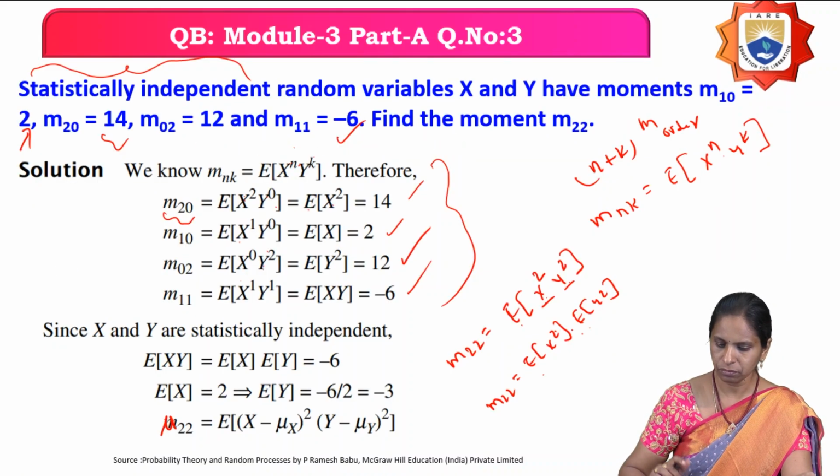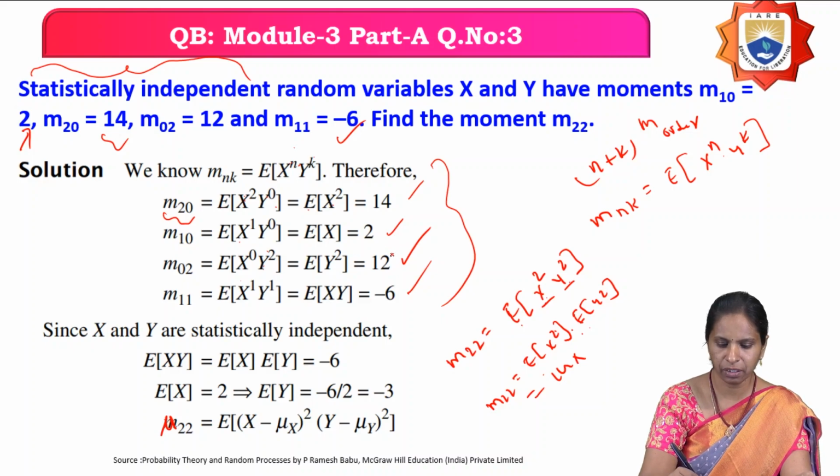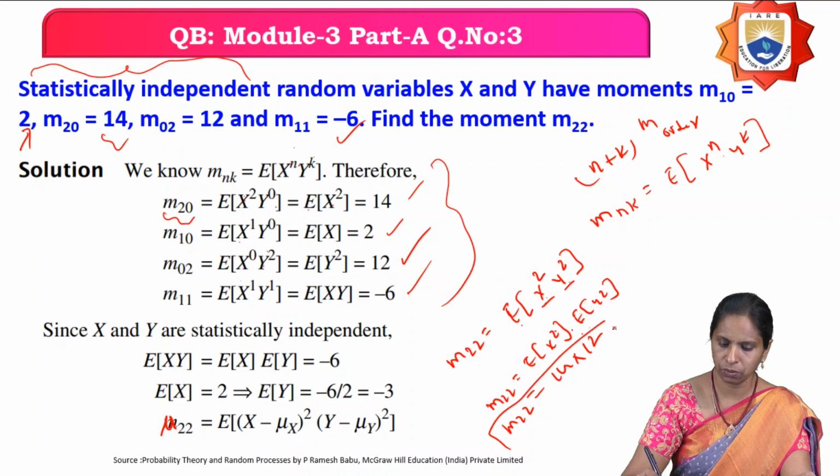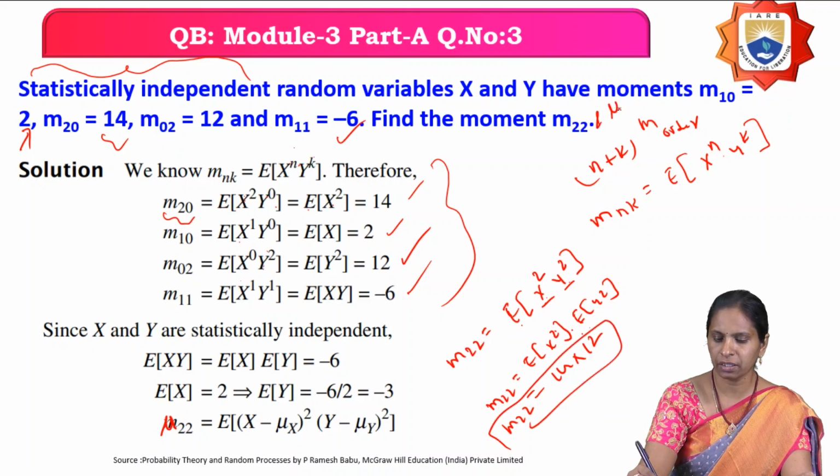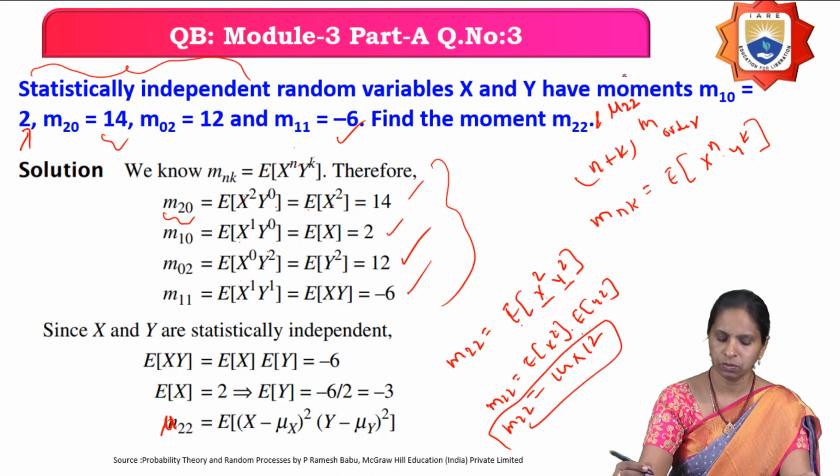Then what is E of x square here? It is 14, into E of y square, which is 12. So 14 into 12. This is nothing but M22. And you also have to calculate mu22. So what is mu22? It is the n plus kth order joint moment, this time the central moments rather than the moments about the origin.